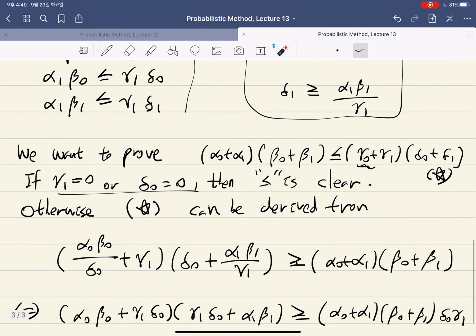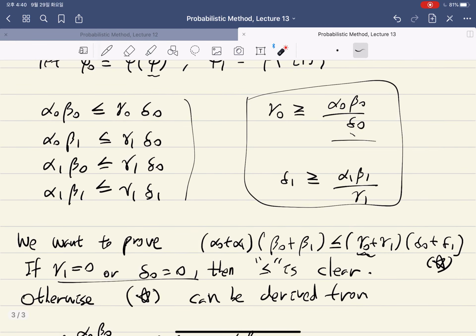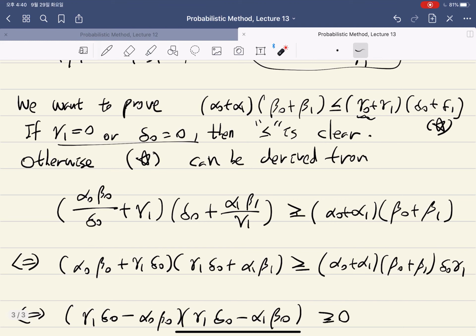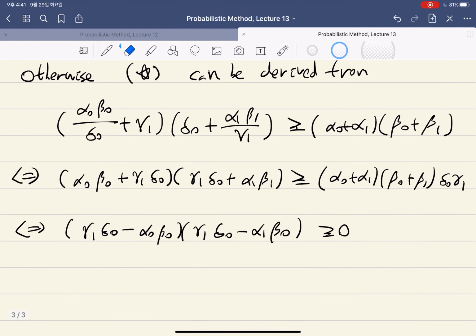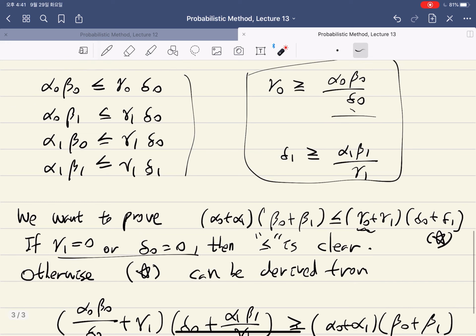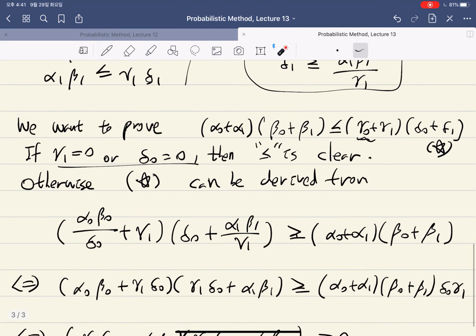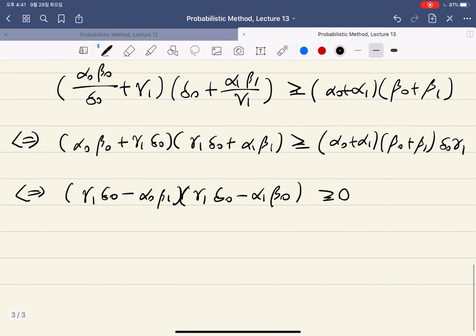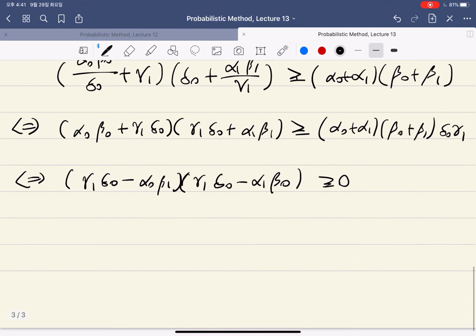Then here, what you have is, I didn't write it correctly. So this. So what we have is these two inequalities say that this is at least 0. So this proves the base case.